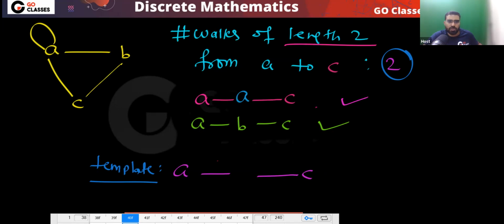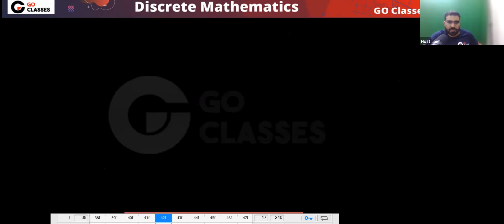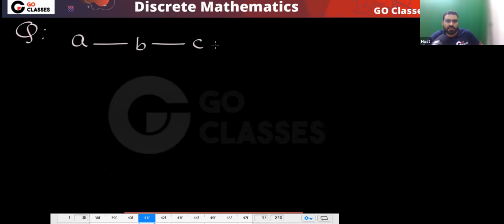Before we move on, I want to ask you a simple thing. It is a very interesting analysis actually. Let me give you this graph, A, B, C, D. In this graph, what is the number of vertices? That is basically 4, right?